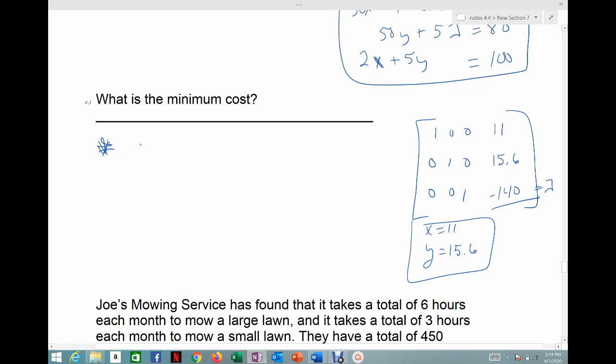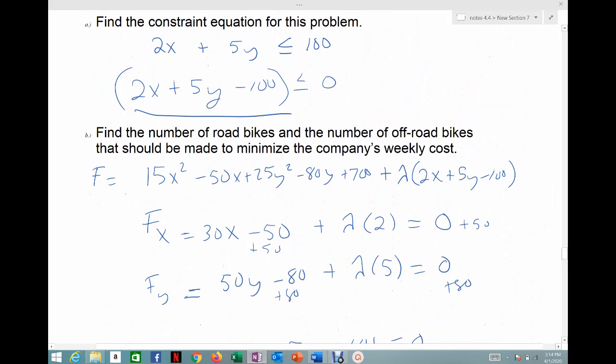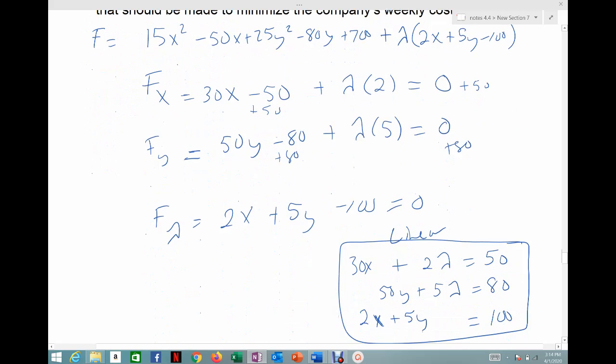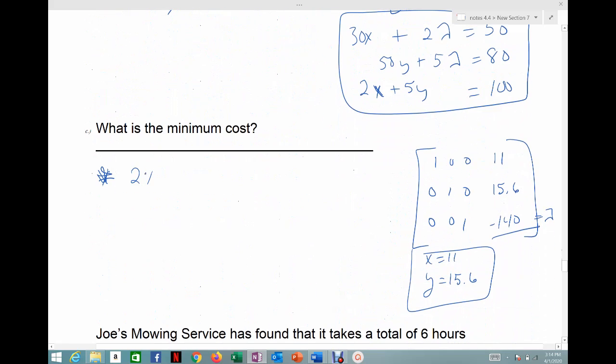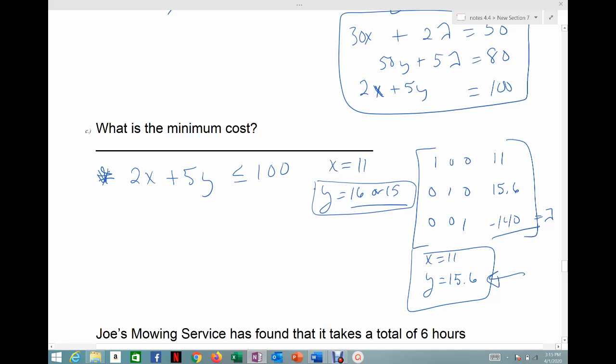And so I've got to remember my constraint. My constraint was 2x plus 5y has to be less than or equal to 100, or I can't go over 100 hours. I can use all the 100 hours. In our previous examples, they always use exactly what we have. But I have exactly 100 hours, and so I can't go over 100. And so x is 11. I'm going to leave x to be 11. But y, do I round up to 16, or do I round down to 15? Well, I've got to make sure whatever I round to still works in the original constraint equation.